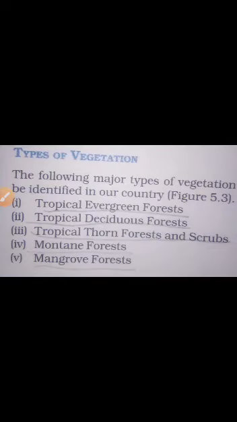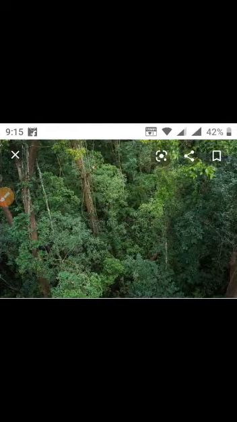Then we come to tropical evergreen forests. Tropical evergreen forests are dense, multi-layered, and harbor many types of plants and animals. These forests are found in areas receiving heavy rainfall, more than 200 cm annual rainfall. They are very dense. We find tropical evergreen forests of India in the Andaman and Nicobar Islands, the Western Ghats which fringe the Arabian Sea, the coastline of peninsular India, and the greater Assam region or the northeast.